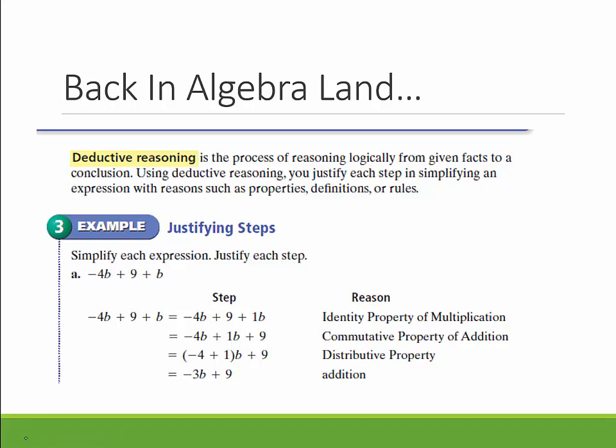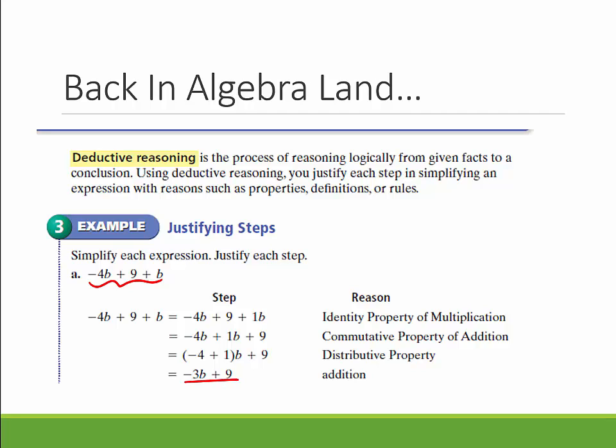So deductive reasoning, think back to what we did earlier this chapter. This was in your algebra textbook. Deductive reasoning is the process of reasoning logically from given facts to a conclusion, so using facts and definitions. So back in the day, you took a nice little expression like this, and we combined like terms, and then ended up simplifying it to negative 3b plus 9.